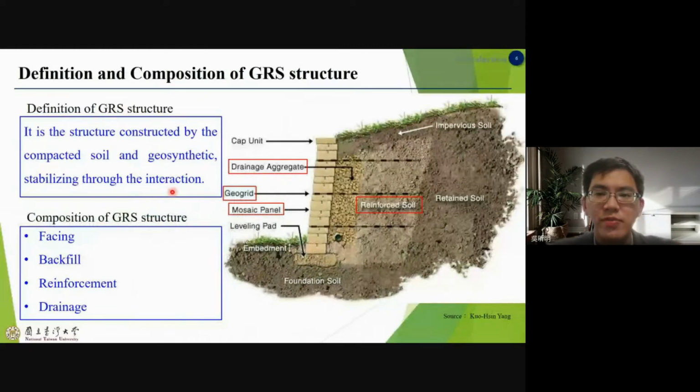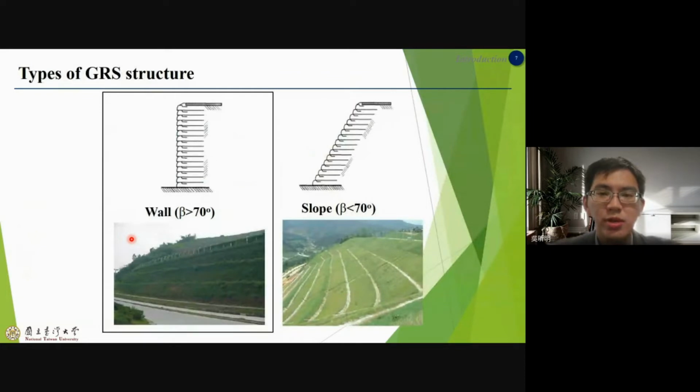First, let me introduce the definition of geosynthetic reinforced soil wall. It is a structure constructed by compacted soil and geosynthetic, which is stabilized through their interaction. It mainly consists of facing, backfill, reinforcement, and a drainage system. Generally, if the inclination angle of the wall is greater than 70 degrees, it is called a GRS wall. If it is less than 70 degrees, it is called a GRS slope. In this study, we mainly discuss the design of the GRS wall.